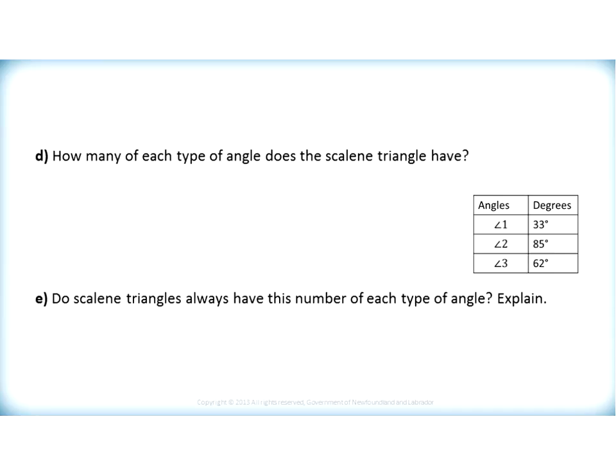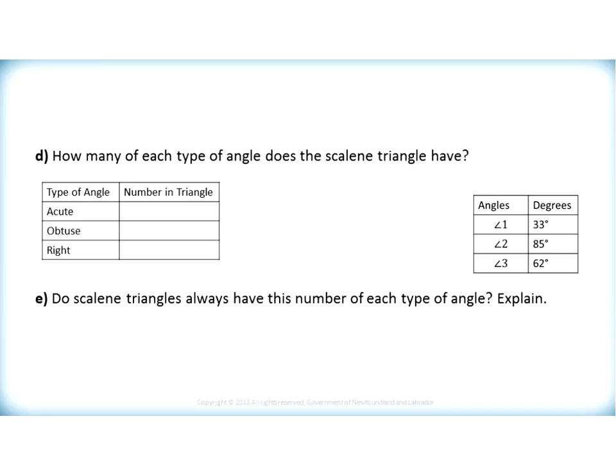How many of each type of angle does a scalene triangle have? Well, I'm going to set up a little table here. I have acute, obtuse, and right angles, the types of angles that I might see in a triangle. The number of acute angles in the triangle is 3. The number of obtuse angles in the triangle is 0. And the number of right angles in the triangle is 0 as well.